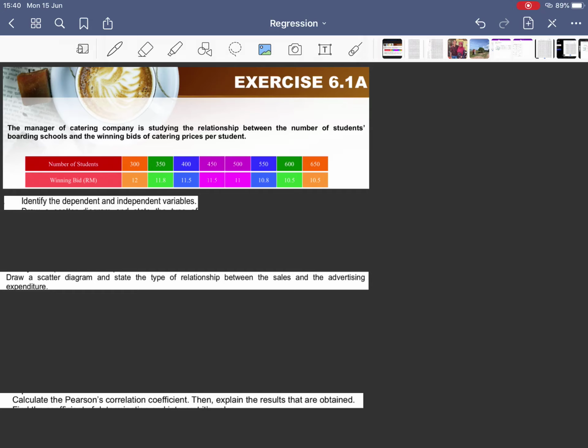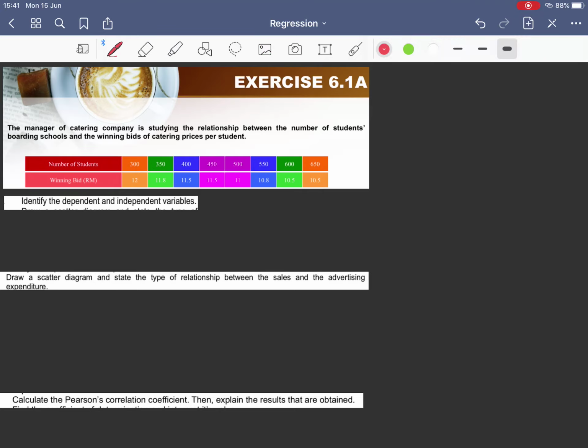Alright everyone, so let's do it together. How to solve question exercise 6.1a. So read the question together. The manager of a catering company is studying the relationship between the number of students in boarding schools and the winning bids of catering prices per student.